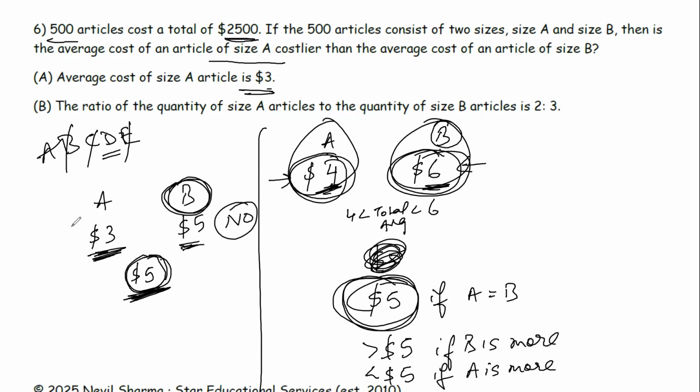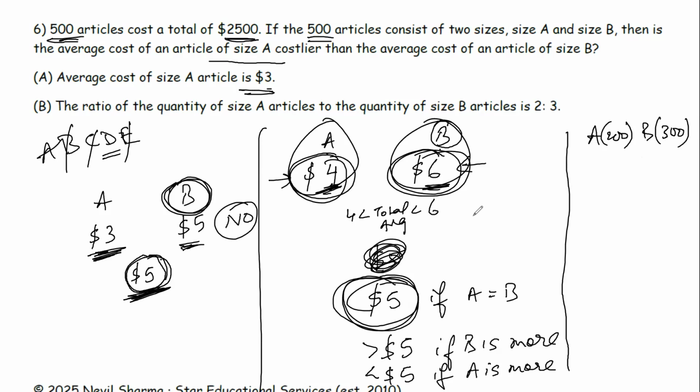Now we'll check if D answers. The ratio of the quantity of size A to the quantity of size B articles is 2 is to 3. So when there are 500 articles and the ratio is 2 is to 3, we know that size A has 200 articles and size B has 300 articles, correct? And we know that the average cost of all of them together is $5. Now out here, we cannot get an answer.